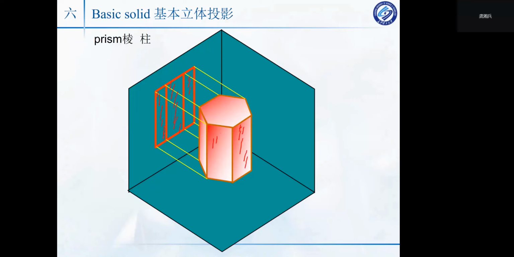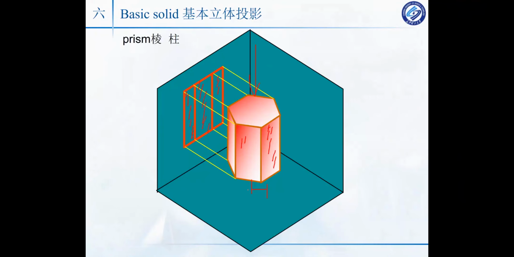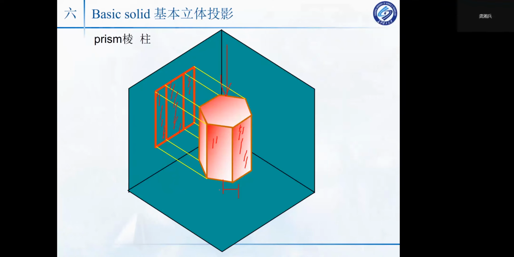Okay, so how about the projection to H? What kind of shape will you find when you do the projection on the H projection plane for this one? Do you have any ideas for the prism on the H projection? Can you answer the question, or can you hear me?